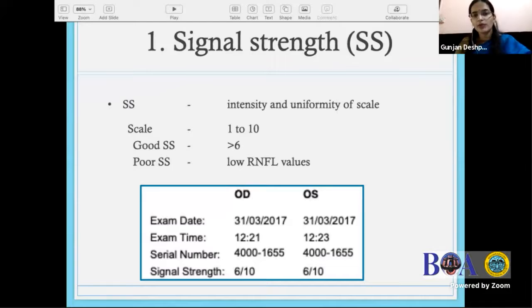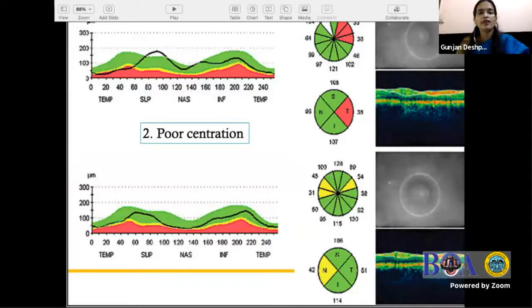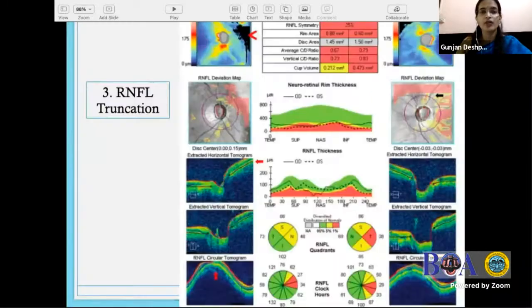Signal strength, yes, should be more than 6 at least. If it is less than 6, it can lead to false identification of progression, as we can see over here. If the scans are poorly centered, as you can see over here in the above photograph, we have a large temporal thinning. However, in the inferior part, when it is properly centered, the thinning goes away.